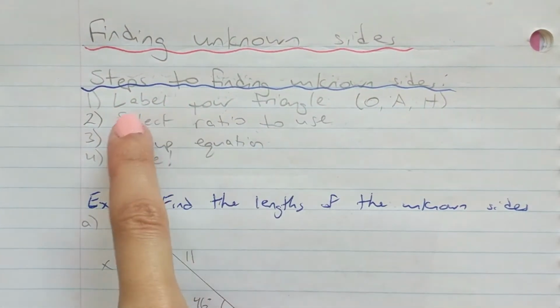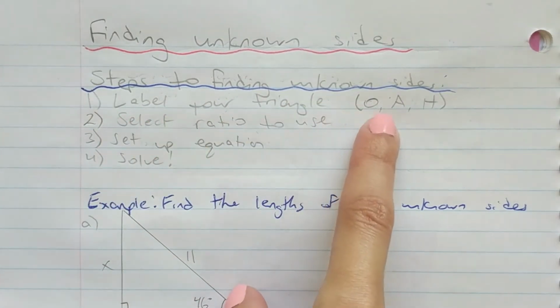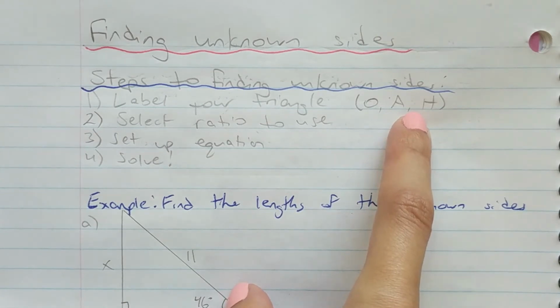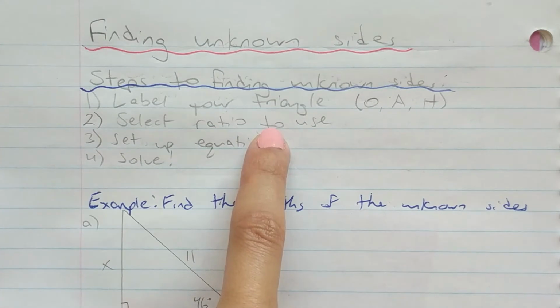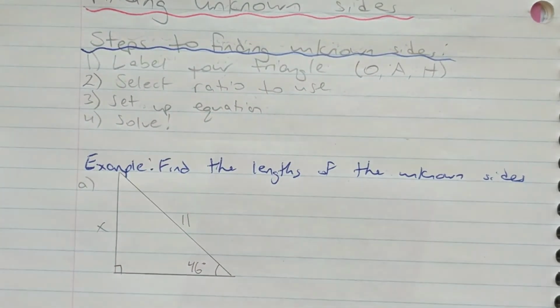When you are looking for an unknown side, the very first thing that we're going to do is label our triangle using opposite, adjacent, and hypotenuse given the angle of interest that we have. We're then going to select which ratio we need to use, set up our equation, and then solve. So let's get started with our first example here.